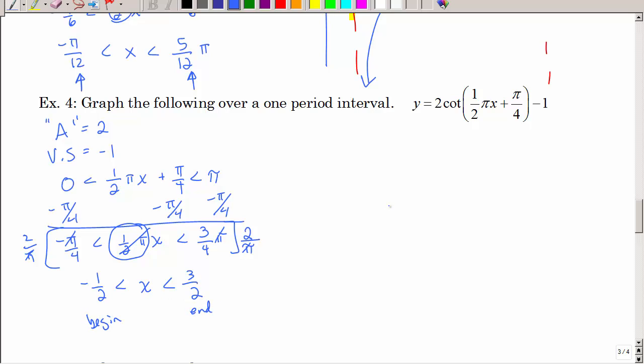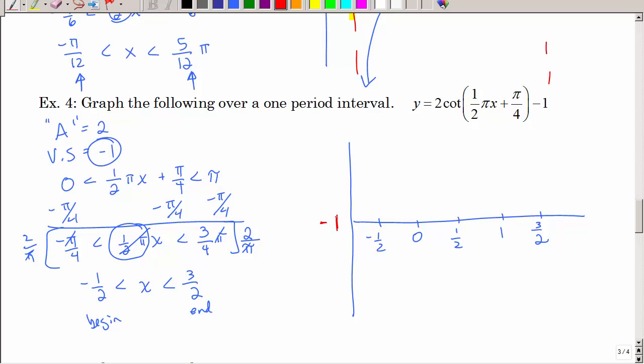This is my end. So take that horizontal axis. What's in between there? Going to be positive 1/2 here, 0, and 1. Then I'm just going to have my vertical. My vertical shift is at -1, so the middle of my graph is at -1. I need to go up 2 from there and down 2 and label that. And again, those are where my asymptotes are.